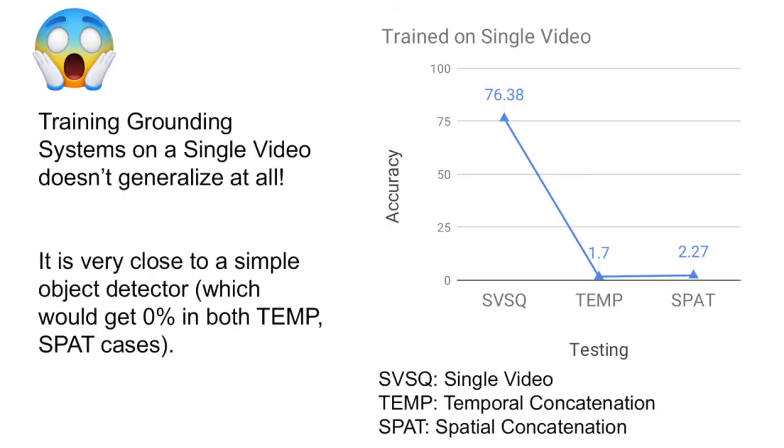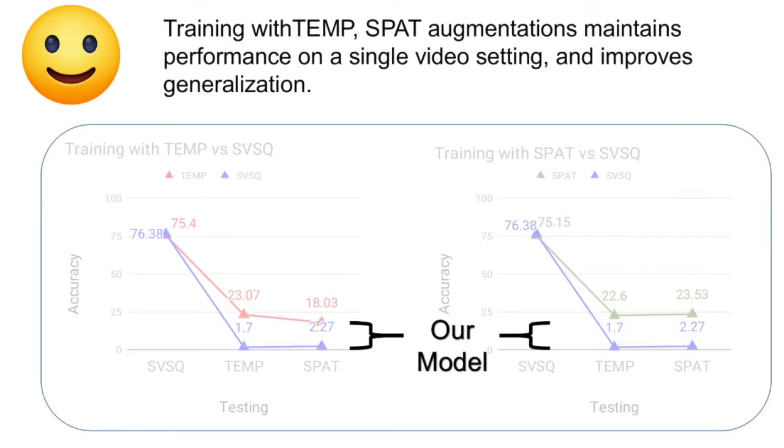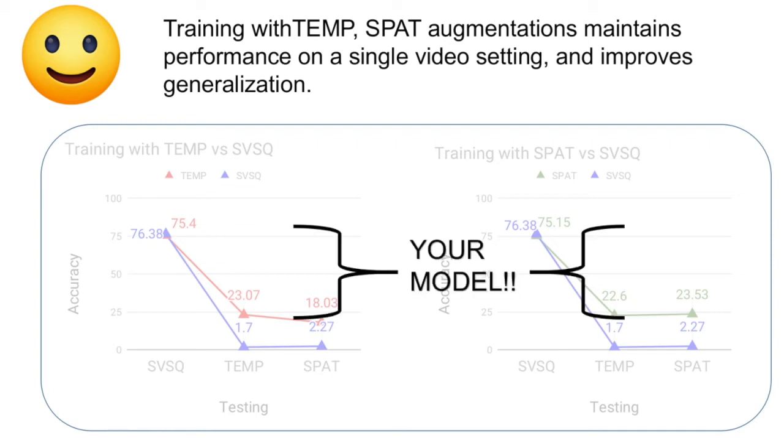First, we notice that models trained on single videos without augmentations fail miserably at the temporal and spatial cases where it gets a mere 3%. This validates our hypothesis that models trained on single videos ignore object relations. We partially address this by training with temporal and spatial augmentations of contrastive samples, reducing the gap by over 20%. Even so, there still exists a large gap to be filled.